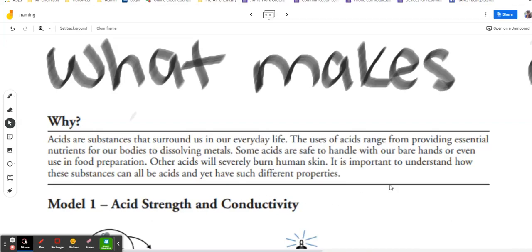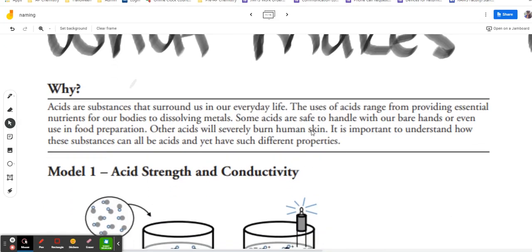All right, so just like you see right here, it says acids are substances that surround us in everyday life. The uses of acids range from providing essential nutrients for our bodies to dissolving metals. Some acids are safe to handle with our bare hands or even used in food preparation. Other acids are going to severely burn human skin. It's important to understand how these substances can all be acids yet have such different properties.